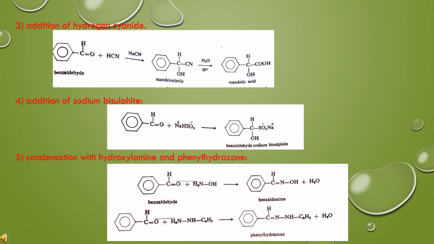We get a benzaldoxime. So another reaction, benzaldehyde reacts with phenyl hydrazine. The same process is carried out. The water molecule is also removed. The remaining NHC6H5 group is attached to that C double bond O group. We get a phenyl hydrazone. Water leaves as a byproduct.